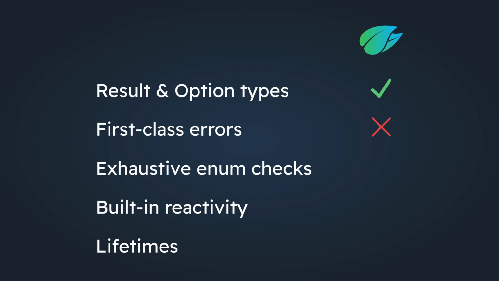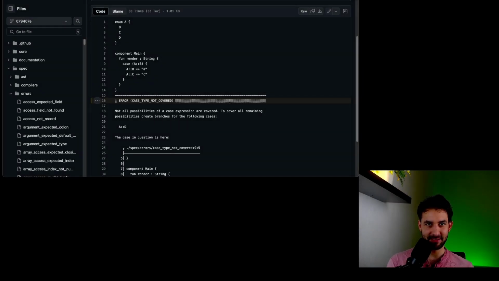Really nice. Exhaustive enum checks, we do have this, so let me show you in just a second. If you look at the test that Mint has for the case statement, then you will see that it actually has an error if you don't handle all cases of an enum. This is exactly what I wished for, and I'm super happy to see this here. Let me know what you think about it, because I think it's really cool.